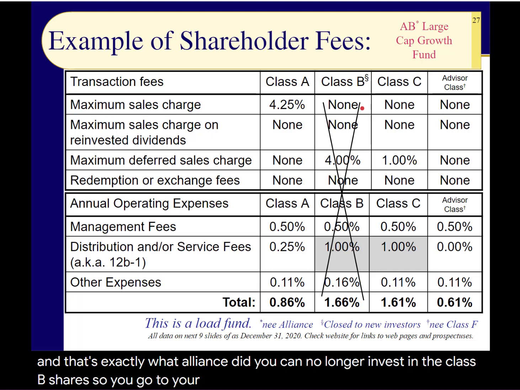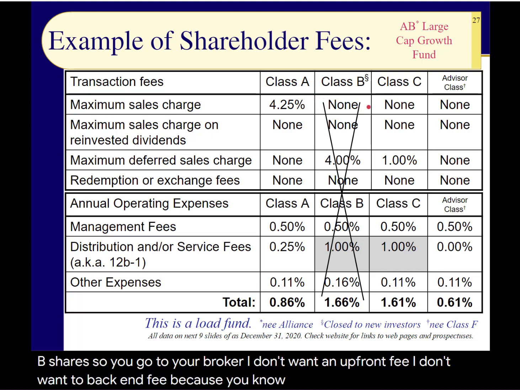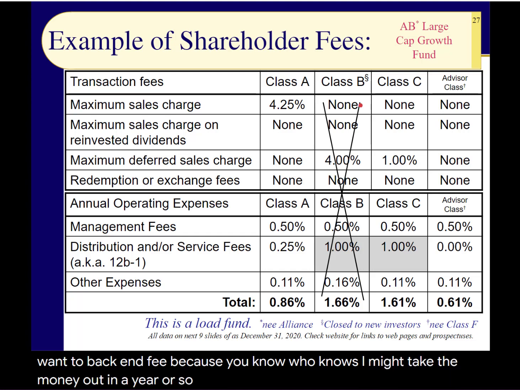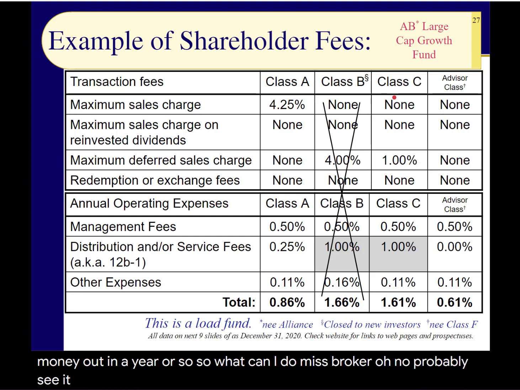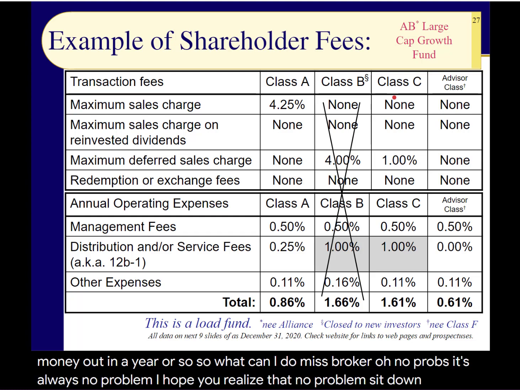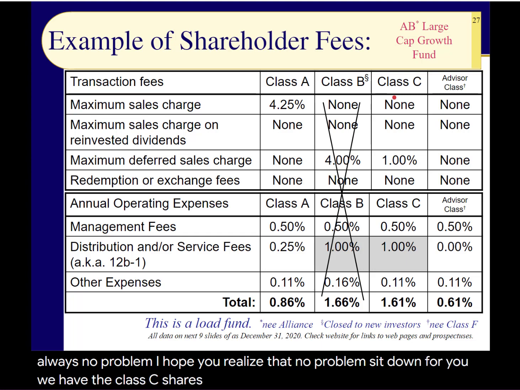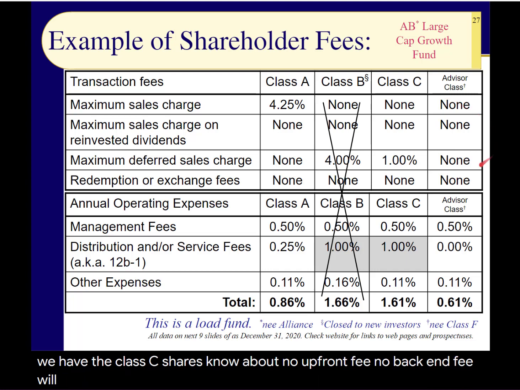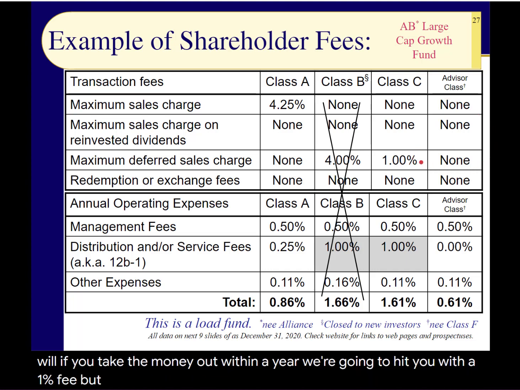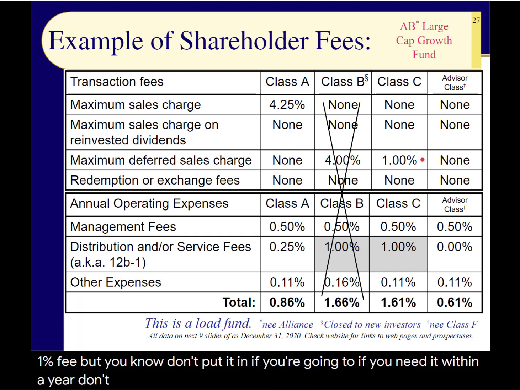So you go to your broker, I don't want an upfront fee, I don't want a back-end fee because, who knows, I might take the money out in a year or so. So what can I do, Ms. Broker? Oh, no problem. You see, it's always no problem. I hope you've realized that. For you, we have the Class C shares. No upfront fee, no back-end fee. Well, if you take the money out within a year, we're going to hit you with a 1% fee, but if you need it within a year, don't put it in a stock mutual fund.